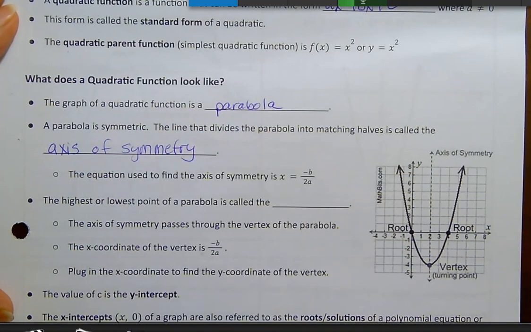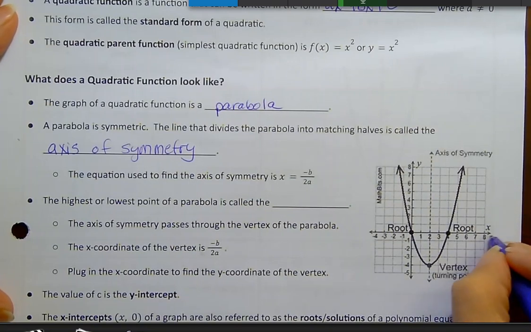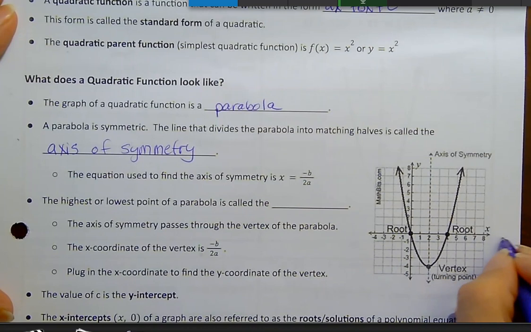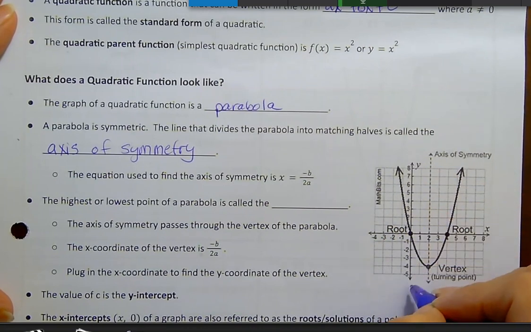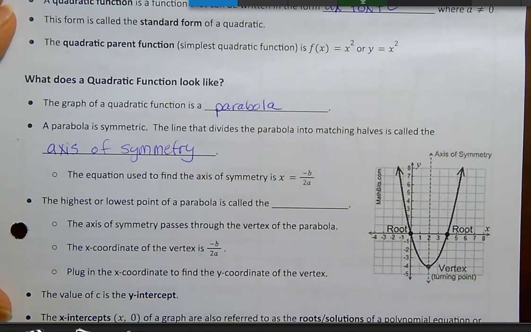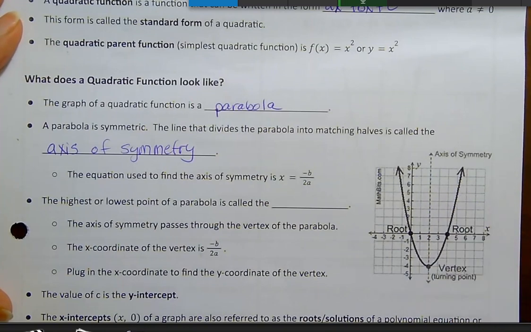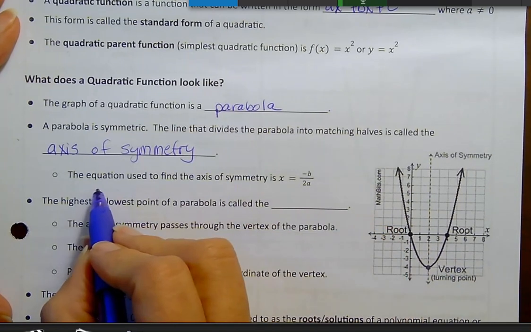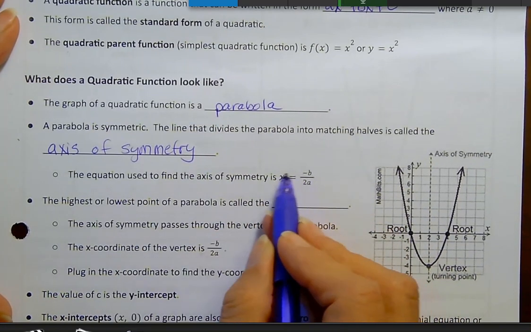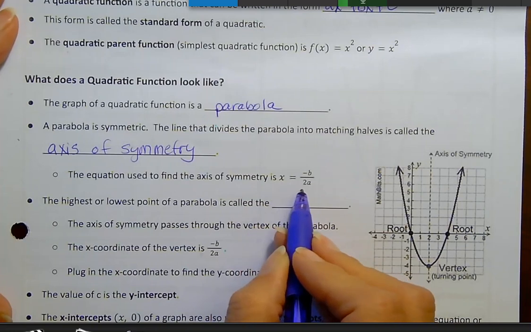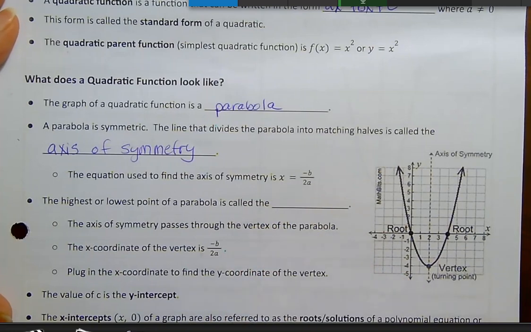We know of other axes that we think about when we're looking at a coordinate grid, right? This horizontal line here is our x-axis, and we always have a y-axis on our coordinate grid as well. The axis of symmetry is going to move depending on what our parabola is. Now, if you're given the equation of a quadratic function, then you can use it to find your axis of symmetry: x equals negative b over 2a.